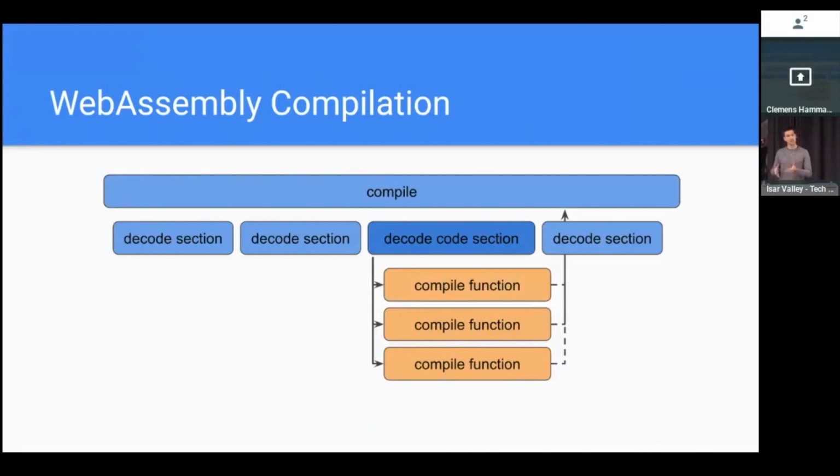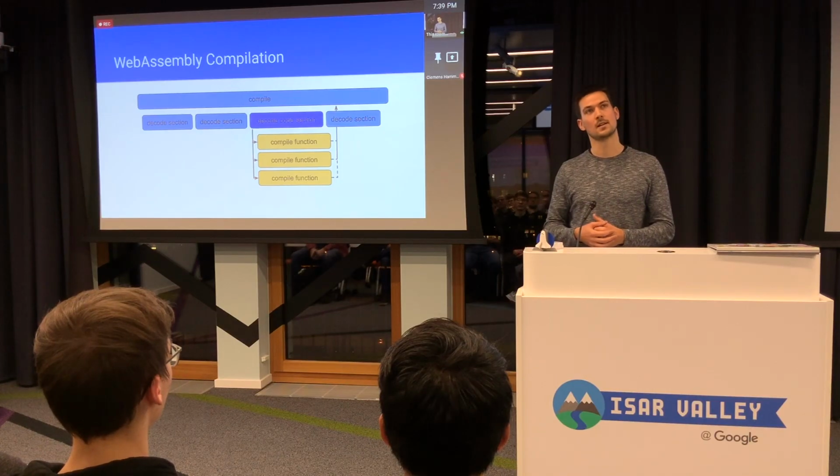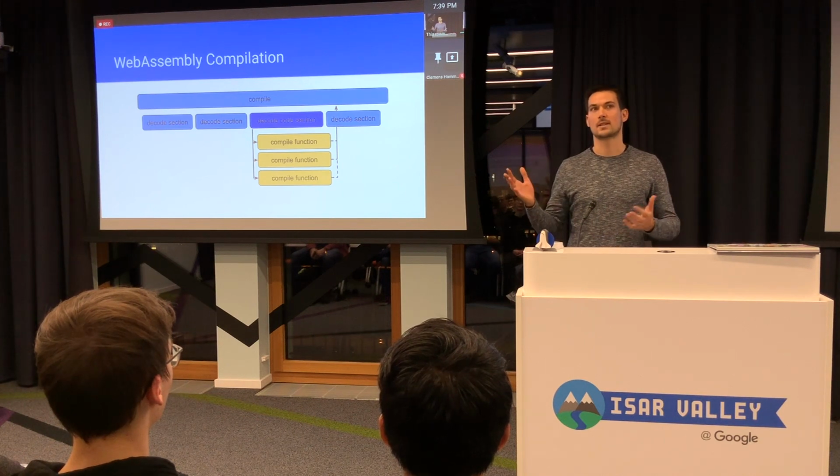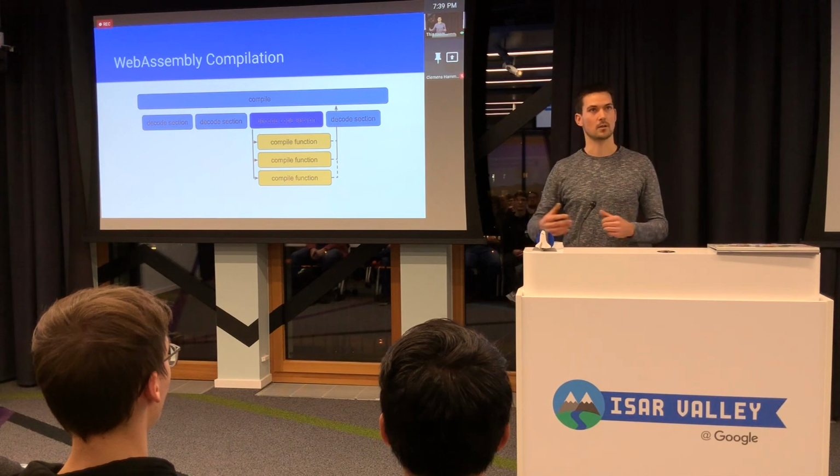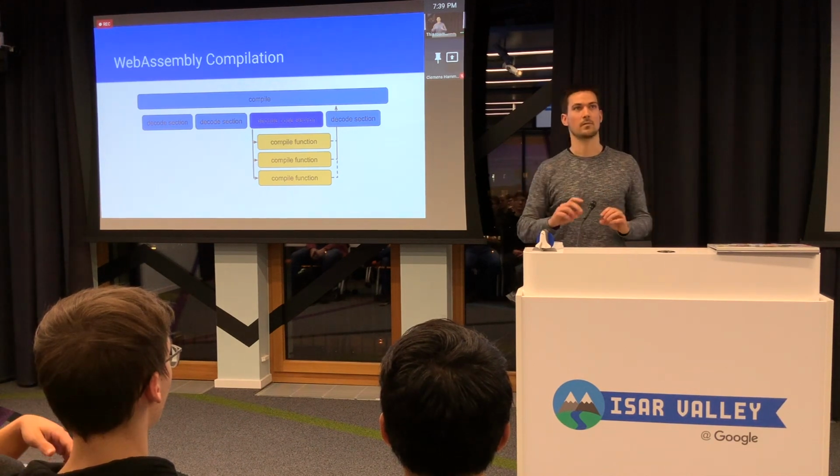Now, if we look into this compilation phase, which is the phase that we're most interested in right now, what happens is we decode all the individual sections of the module. Once we find the code section, we can start compiling. We compile in the background, on background threads. Of course, at some point, we will have to wait for all this compilation to finish before we can finish the overall compilation. So that's the high-level view of the compilation.